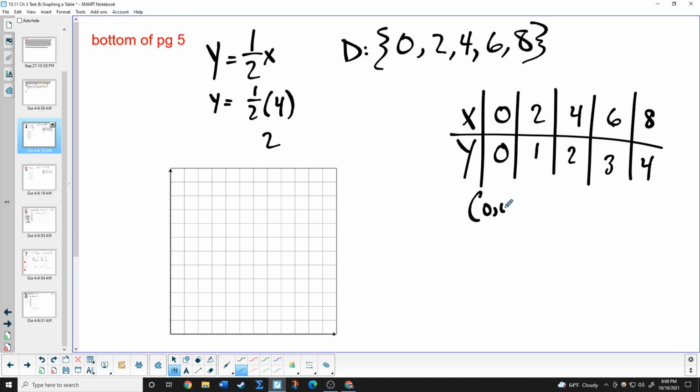So we get some ordered pairs out of this, right? This one right here, we have 0, 0. Here we have 2, 1. Here we have 4, 2. Just giving myself some room to write, so I'm writing it diagonally. And 8, 4. So we're going to go ahead and graph these points.